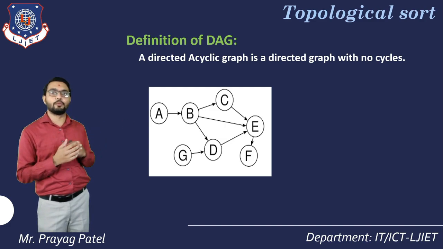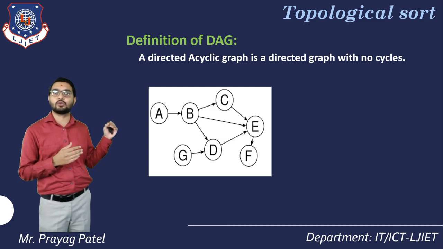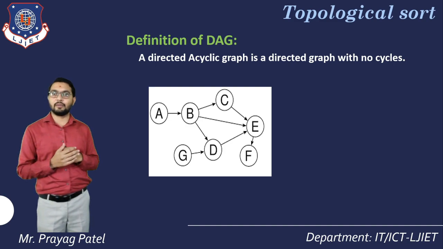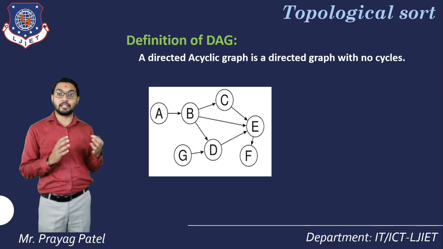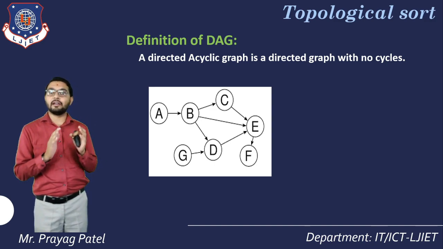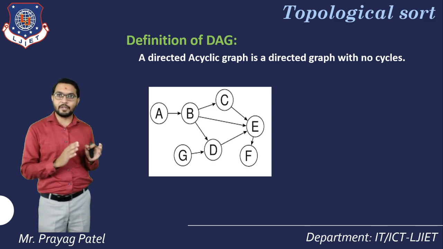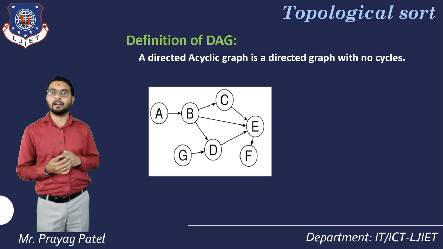For example, if we move from A to B, then B to C, then C to E, a back edge is not available from E to A or E to B. So here we consider this graph a directed acyclic graph, because the graph is directed and no cycle is available.